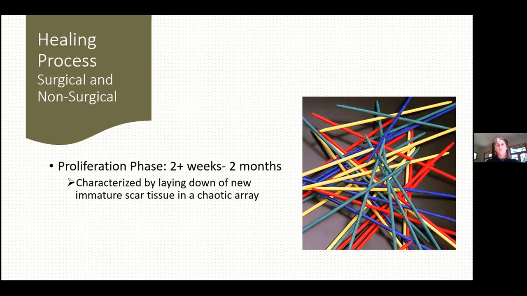Okay. And it happens when scar tissue lays down in a very chaotic array. I put pick-up sticks on there because that's kind of how I envision it, right? It's not in a very straight line that we would like it to be, so that it moves in the directions we need it to be. It's very chaotic. And it's in this phase and the following phase that physical therapists can really help to minimize that chaos and get that scar tissue to be molded, in a sense, into the directions that we need it to be. Okay.